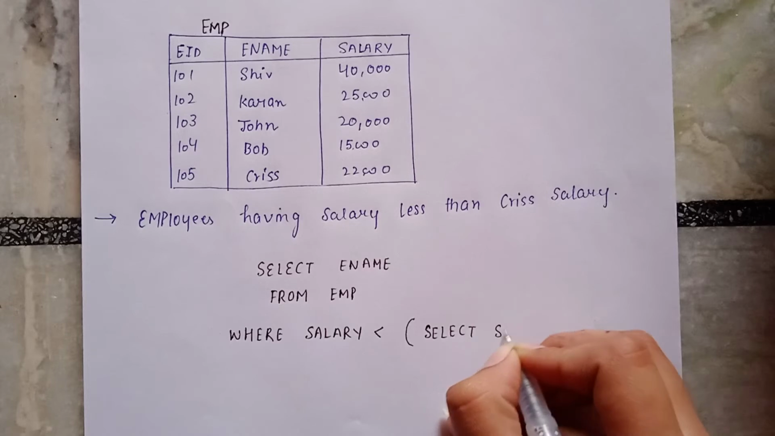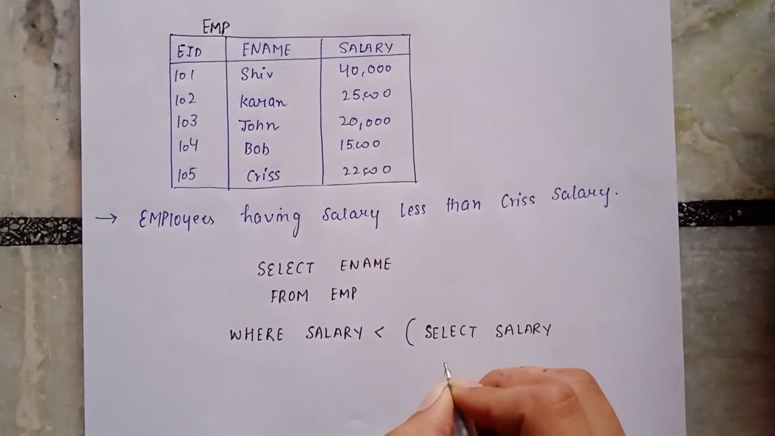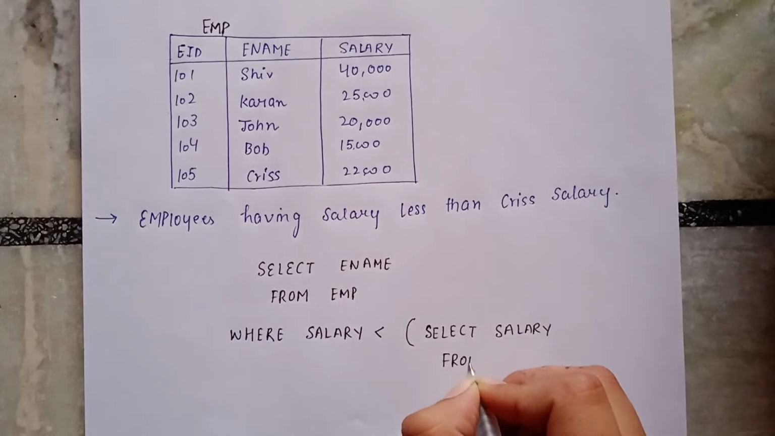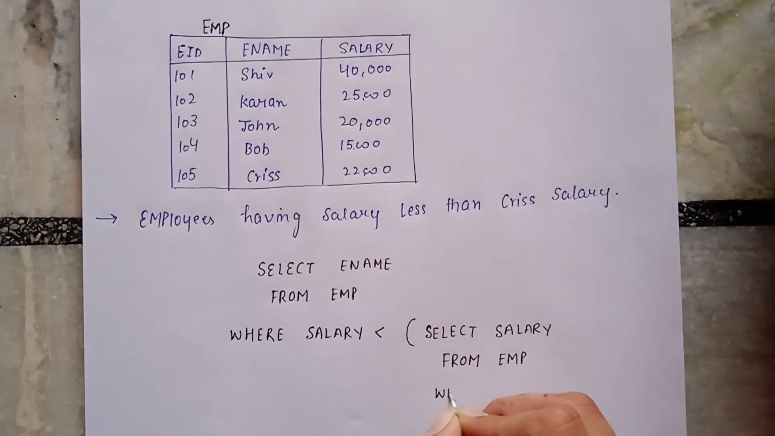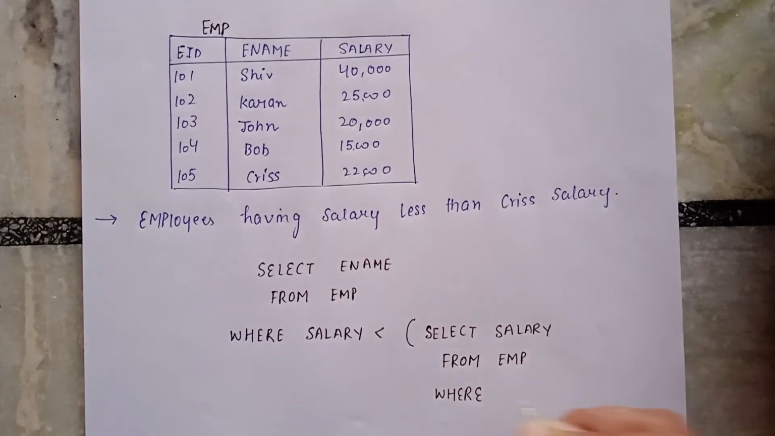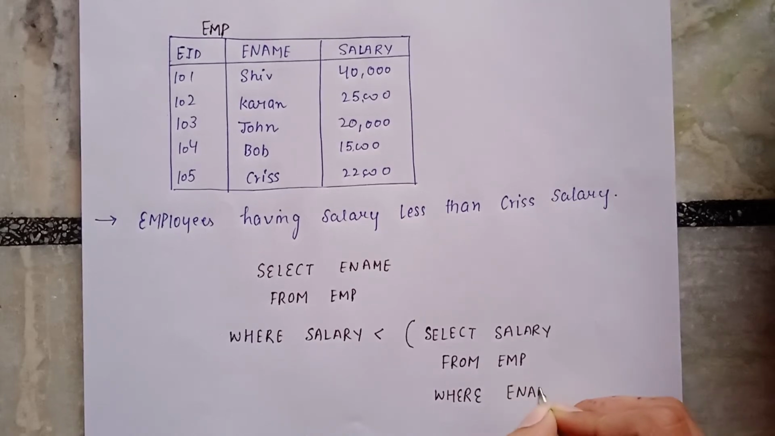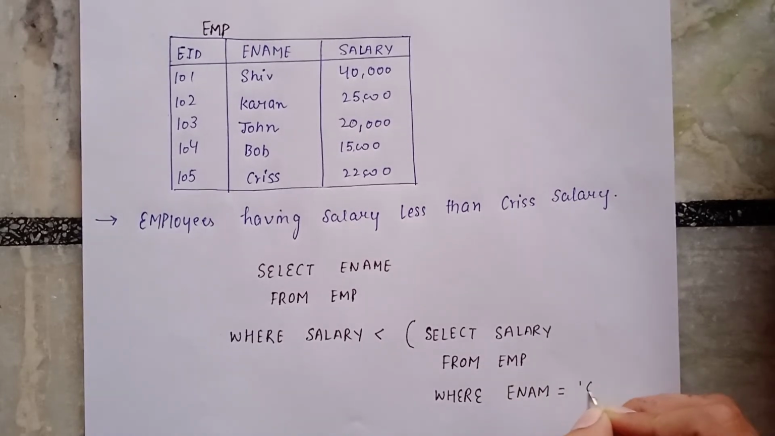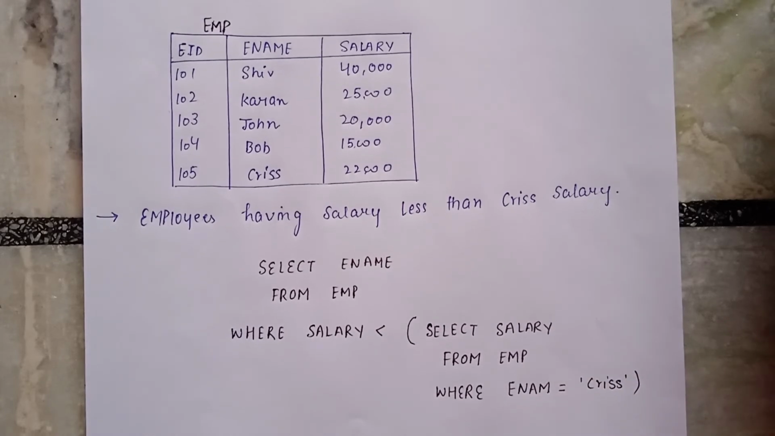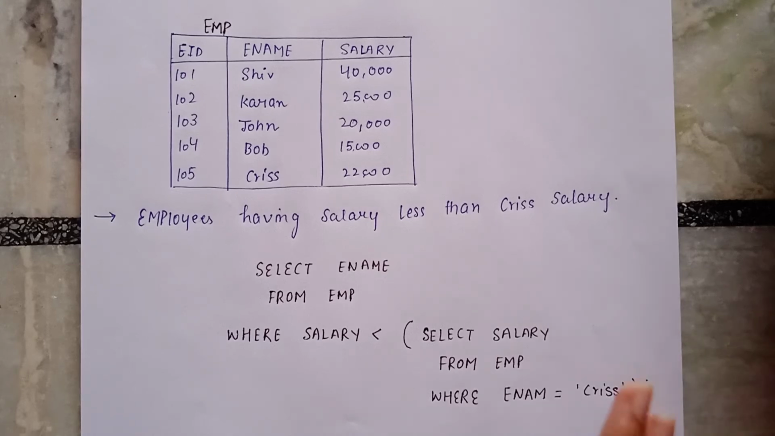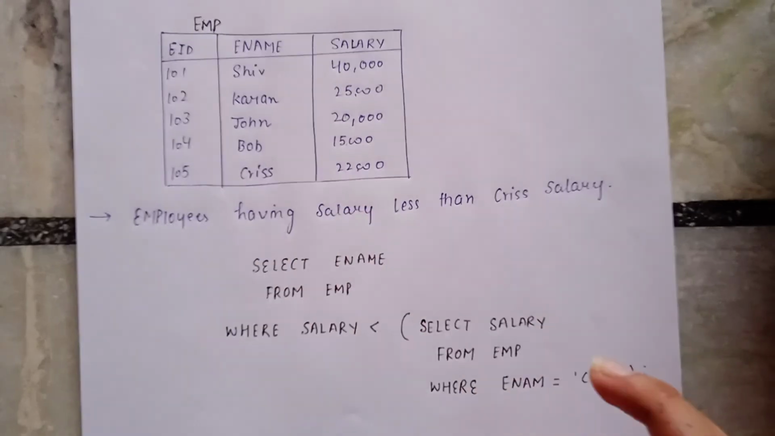select salary from EMP where, here what is the name? That is ename. Here ename is equal to Chris. Okay, so this is a simple query that we will write to find those employees whose salary is less than Chris's salary.